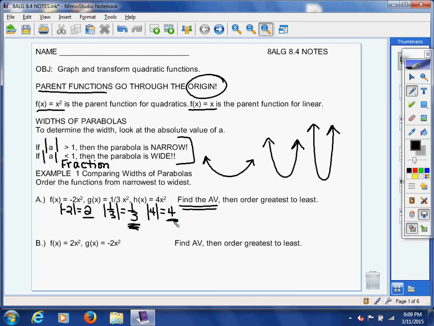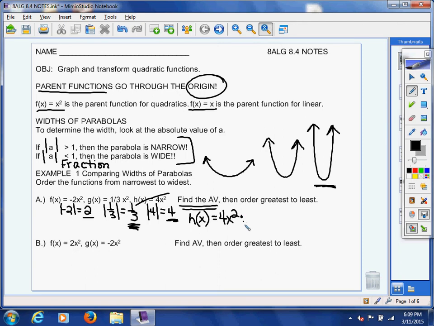Right, the 4. That's your most narrow parabola. Very, very narrow, probably like this, okay? So we're going to put that equation first. H of x is equal to 4x squared. There's your most narrow parabola.